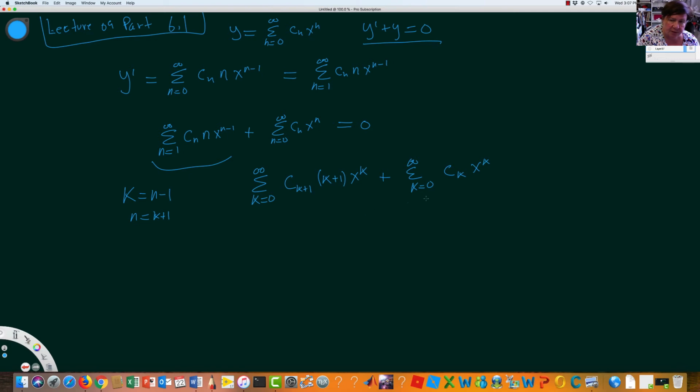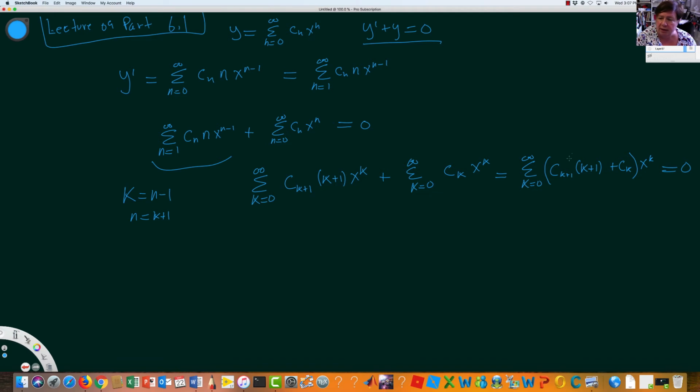Okay, and now I can add them together correctly. So I have the sum k equals 0 to infinity of [ck+1 times (k+1) plus ck] x to the k. Okay, cool. Now this whole thing is 0, right? Because that's what the equation says.